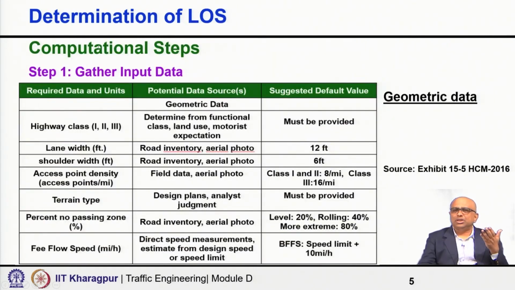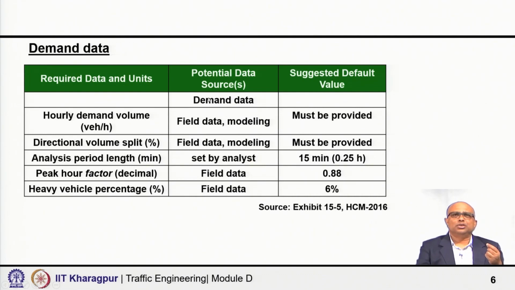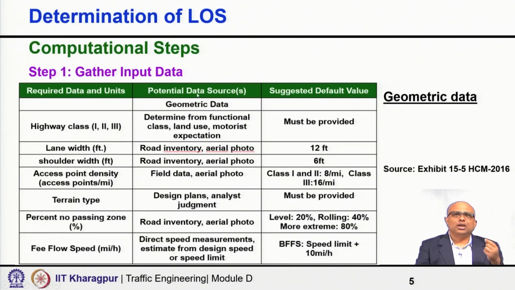Now, let us go ahead with the computational steps. Each step we want to discuss in detail. In step 1 we gather the input data. Mainly two types of data are required. One is related to geometric data. The second one is related to demand data. So, what comes under geometric data? Obviously, the highway class we need to know, whether it is class 1, class 2 or class 3, and this must be provided. There cannot be any default value for that.